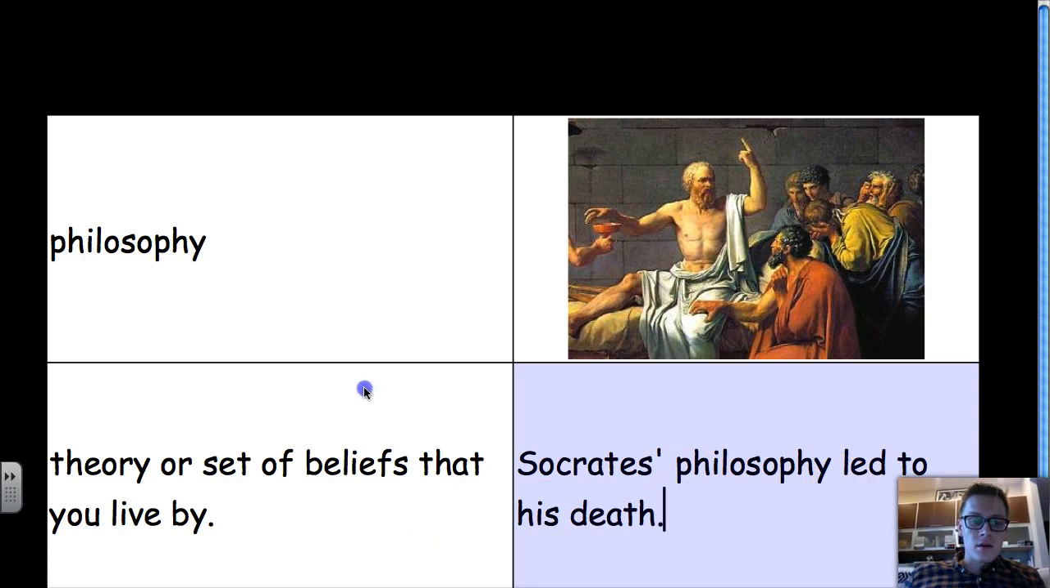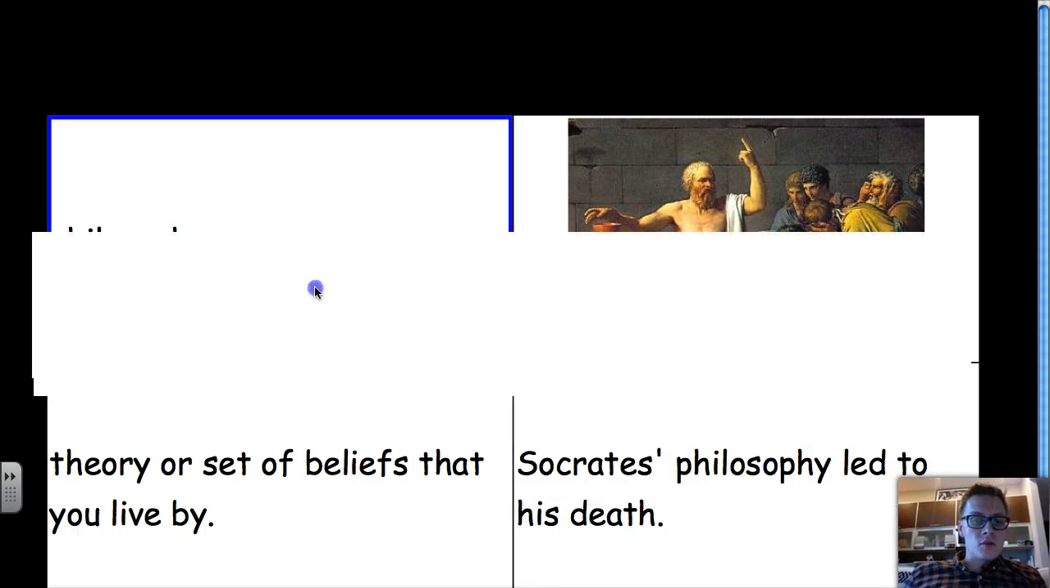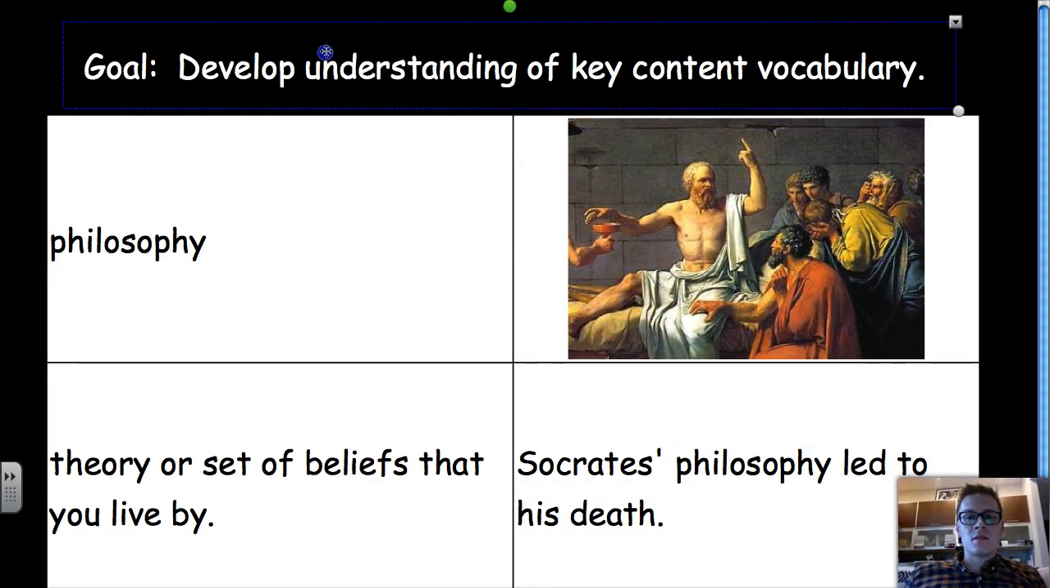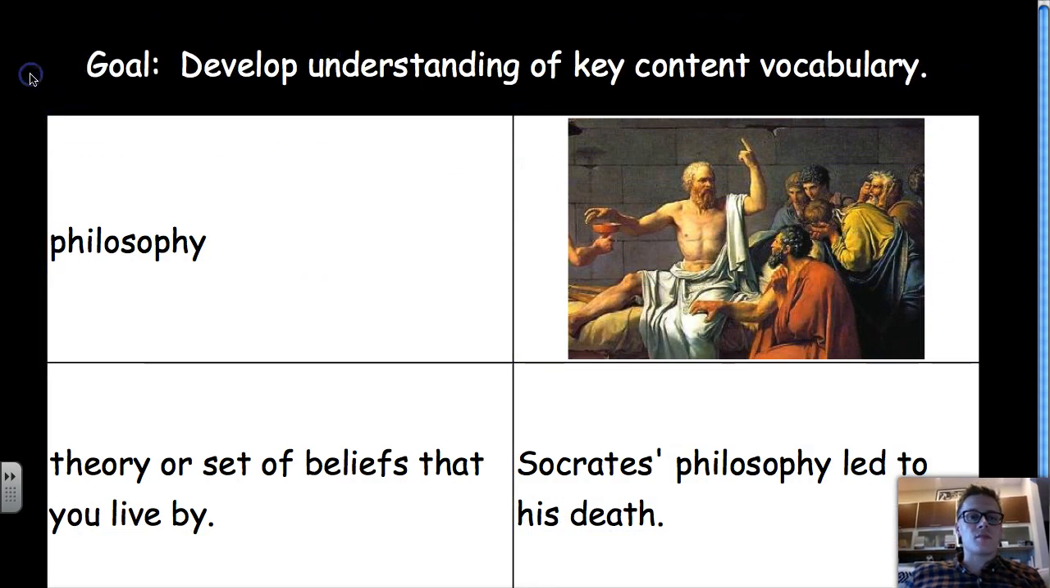All right, so those are our key terms for this chapter. You should know all of them. If you don't know all of them, you won't be successful with this lesson, with the test that you'll be coming up to. The goal today was to develop an understanding of key content terms. I hope this was edifying.